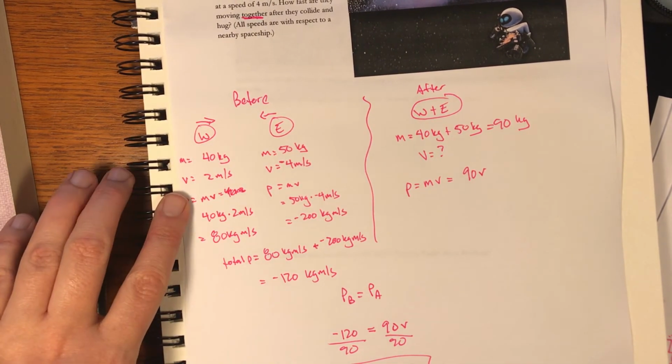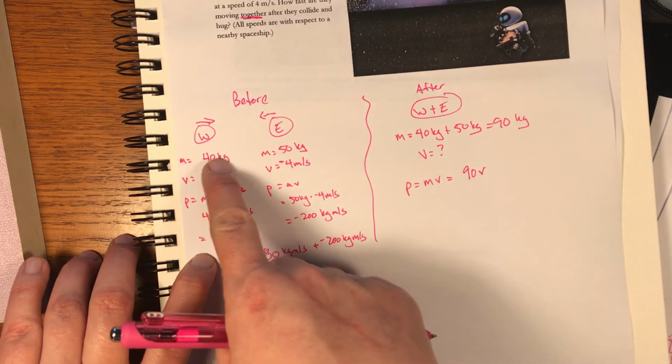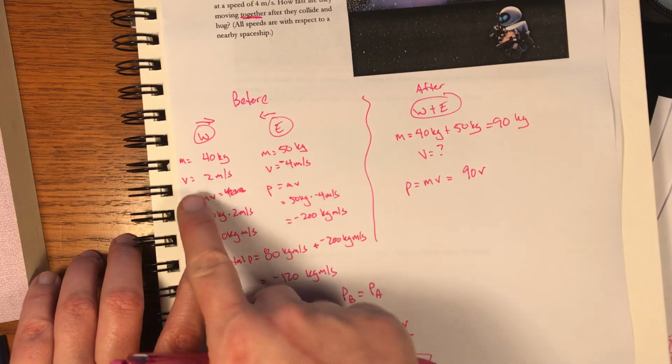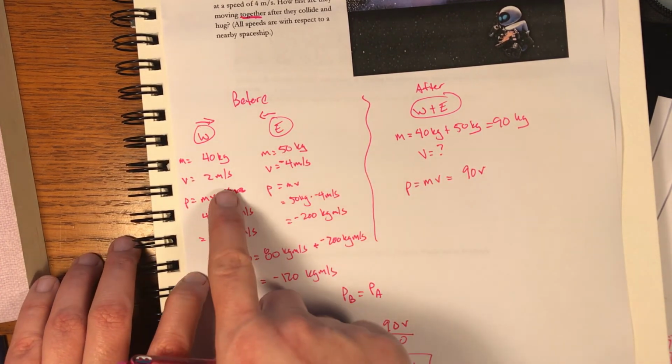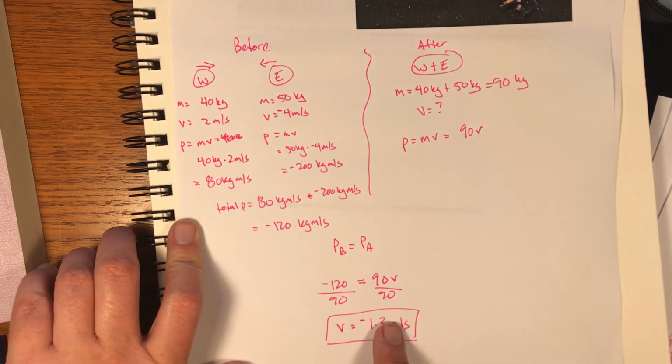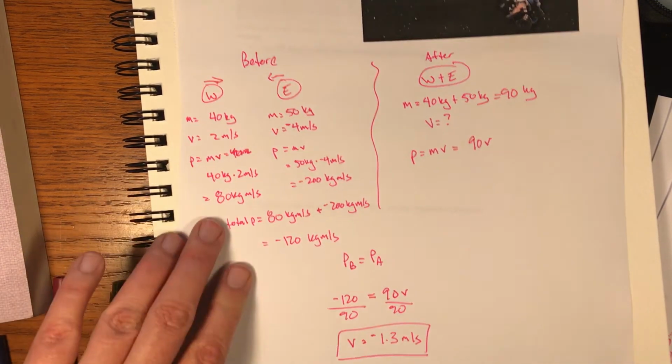You can see again why I like to set this up as a chart. The masses are all in line, so I know that if I'm going to add the masses, they have to be these two. I can definitely see what I'm solving for, and I know that my total momentum has to equal my final momentum, and then I can solve for V.